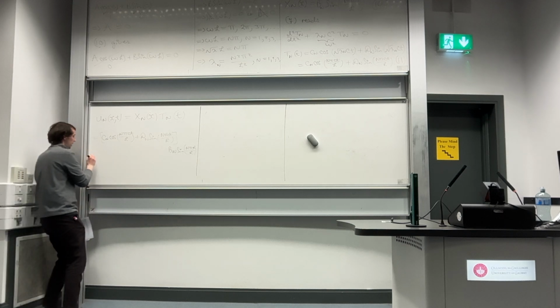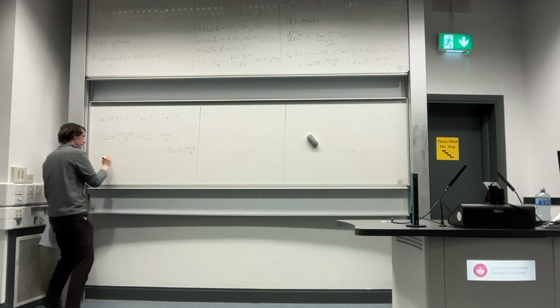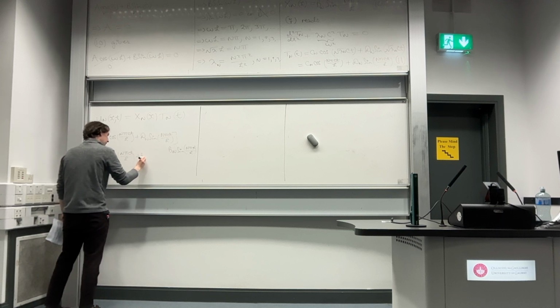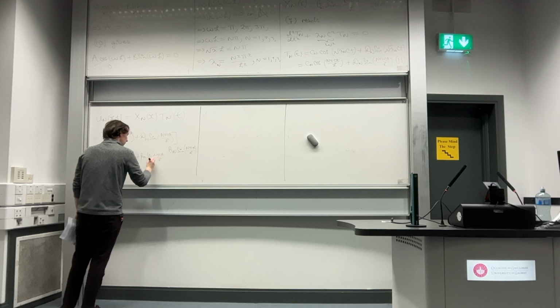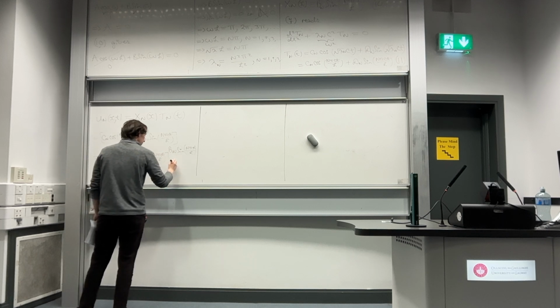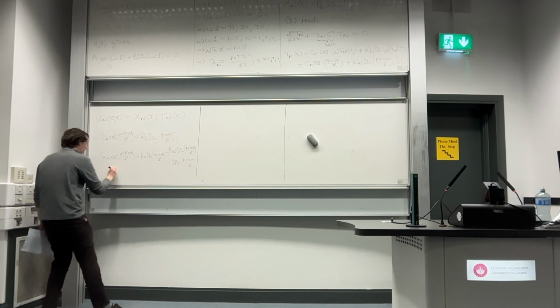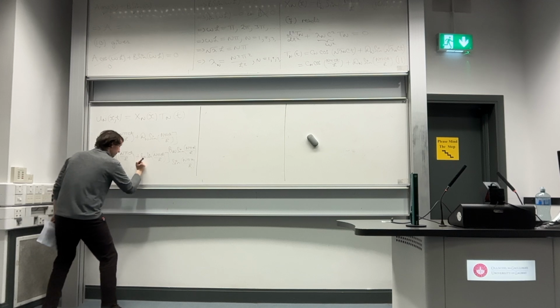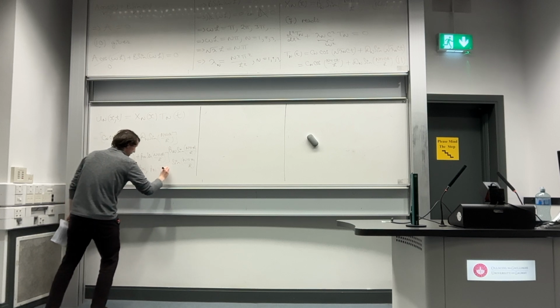So we can just redefine those constants and write our solution un as alpha n cosine of n pi ct over L plus beta n sine of n pi ct over L, all multiplied by sine of n pi x over L. And here, alpha n is just Cn times Bn, and similarly, beta n is just Dn times Bn.